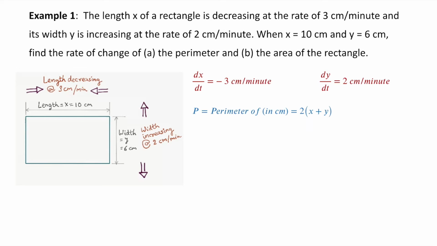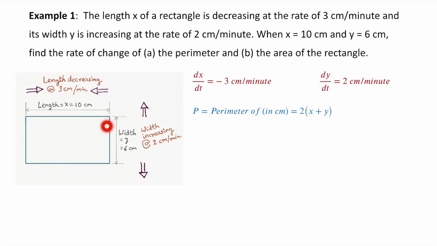Now let us express the perimeter in terms of x and y. You probably already know that the perimeter of a rectangle would be 2 times length plus 2 times width, and here all the units are in centimeters, so we make a note that the perimeter is also in centimeters. So perimeter here is the total length of the boundary of the rectangle, which is 2(x plus y).